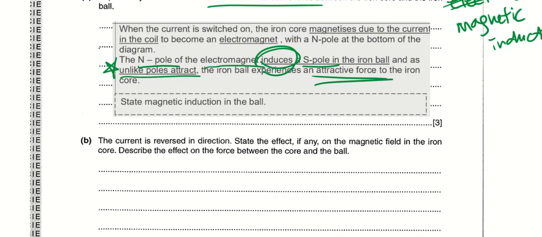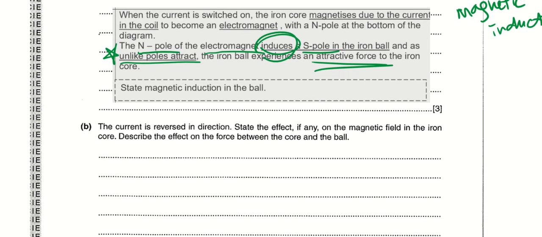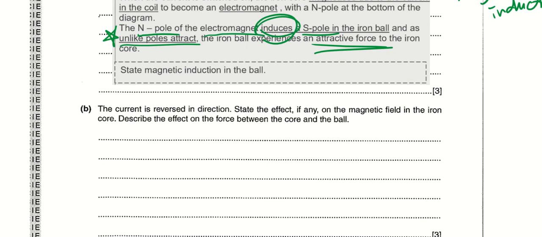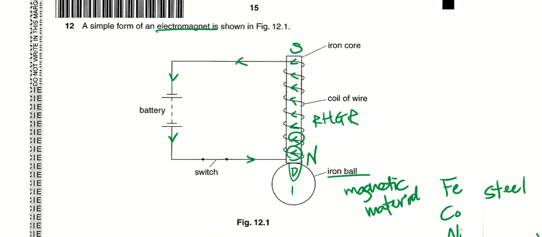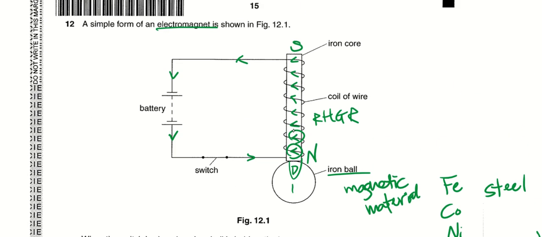Part B, the current is reversed in direction. State the effect, if any, on the magnetic field in the iron core. Describe the effect on the force between the core and the ball. So what if now I reverse the current's direction? So I use red color. Okay, so I do this. Then now you have to apply your right hand grip rule again.